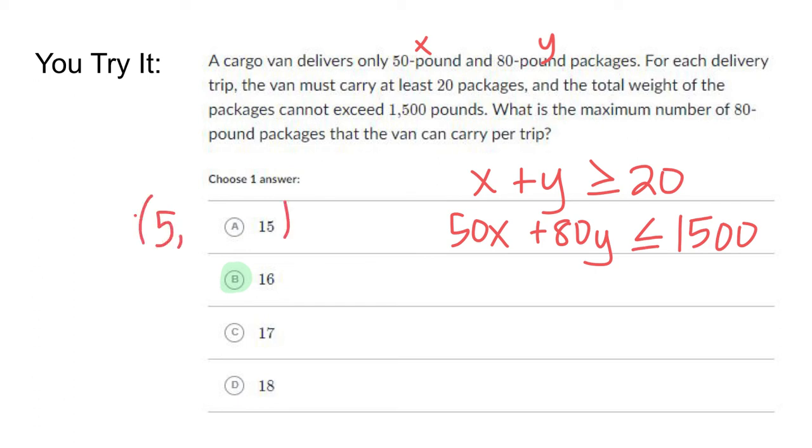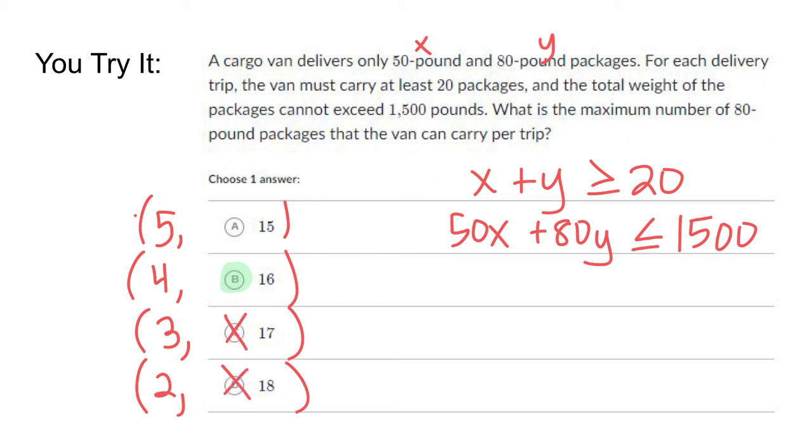So I checked the point (5, 15) to see if it would work. Then I checked the point (4, 16) to see if it would work. Then I checked the point (3, 17) to see if it would work, and (2, 18). And neither of these was inside of the shaded area. These both were, but they wanted the maximum number, so 16 would have been the most.